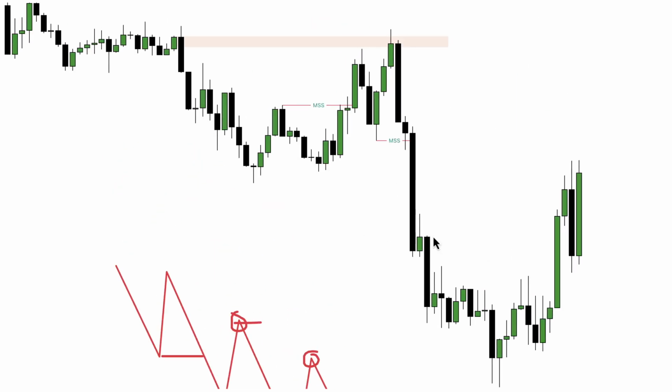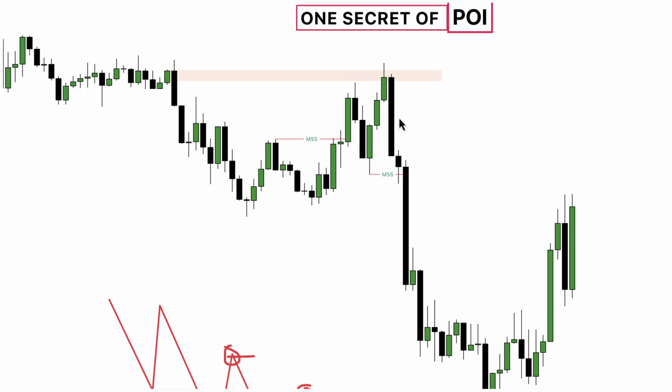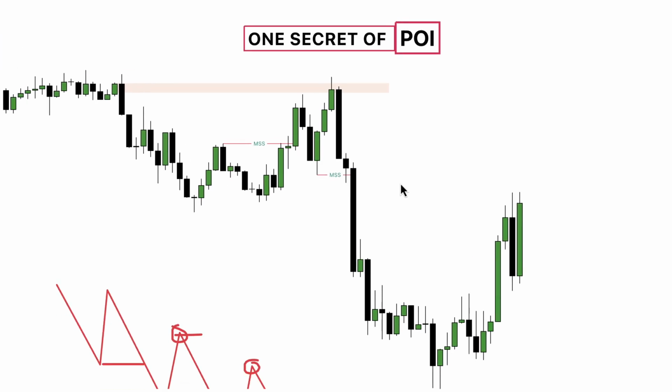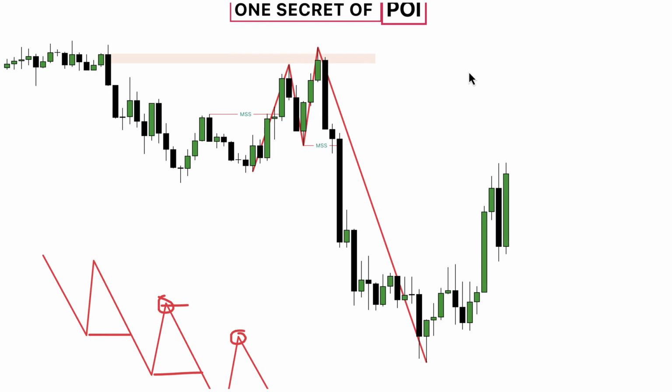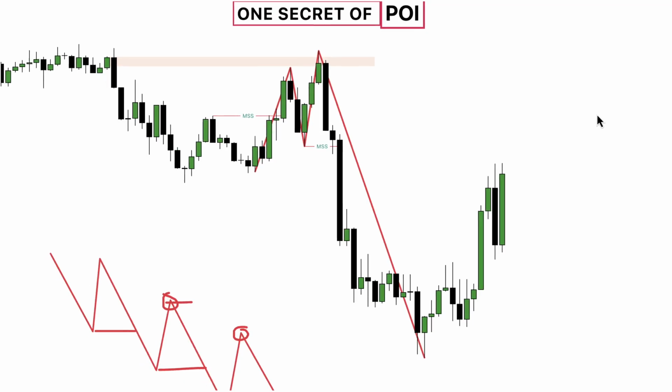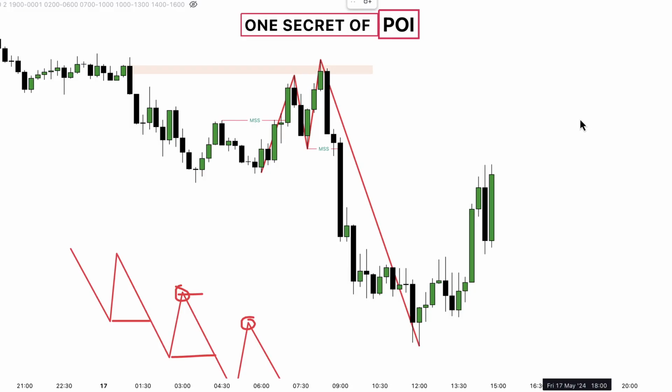The same thing is happening here: price shifting structure to the downside. If you know your ICT concepts properly, this is one of the institutional reference points. And that brings us to the subject of POI. What exactly is a POI? A POI is a point of interest, where you're supposed to have so much interest, or where you're supposed to take your trades or put your focus. It can be any of the 7 institutional reference points.